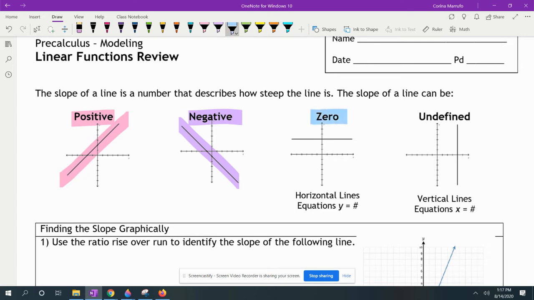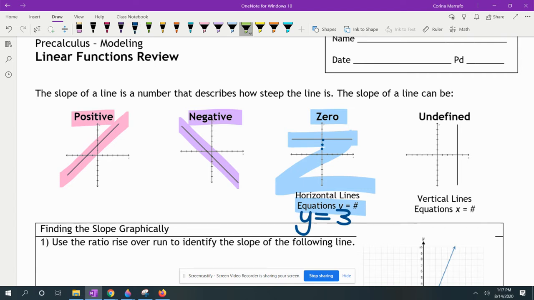Then we have a zero slope. Okay, so a zero slope will be a horizontal line. And the way I remember this is you can make a Z with that horizontal line. And so to find the equation of your horizontal line, you see, okay, it goes through my y-axis, 1, 2, 3, on number 3. So your equation of this line is y equals 3.